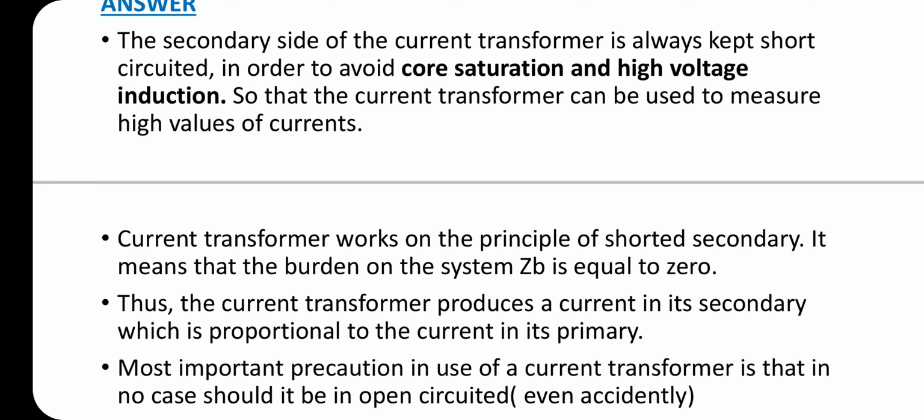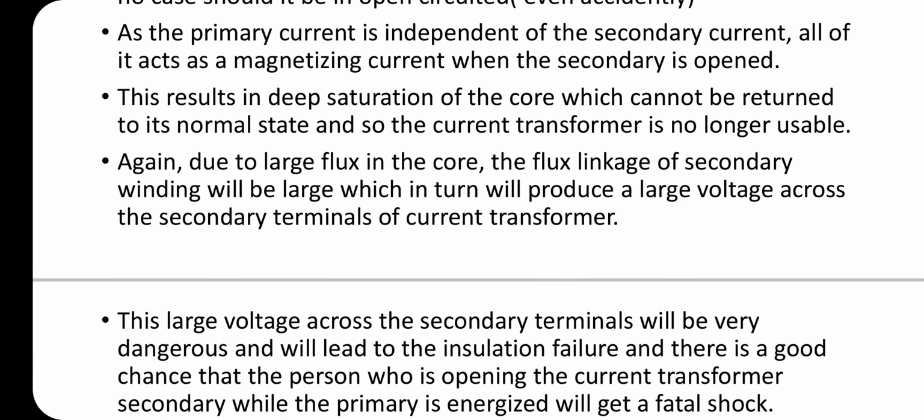Current transformer works on the principle of shorted secondary. It means that the burden on the system ZB is equal to 0. Thus, the current transformer produces a current in its secondary which is proportional to the current in its primary. Most important precaution in use of a current transformer is that in no case should it be open circuited, even accidentally. As the primary current is independent of the secondary current, all of it acts as magnetizing current when the secondary is opened. This results in deep saturation of the core, which cannot be returned to its normal state, and so the current transformer is no longer usable.